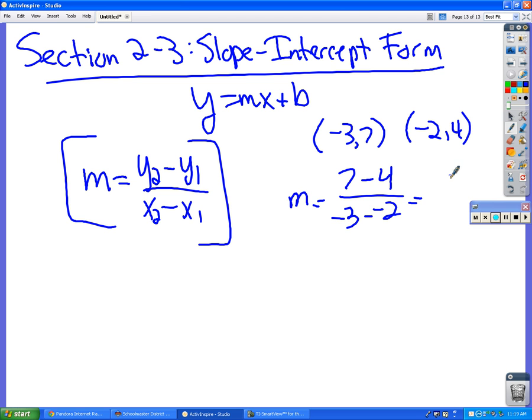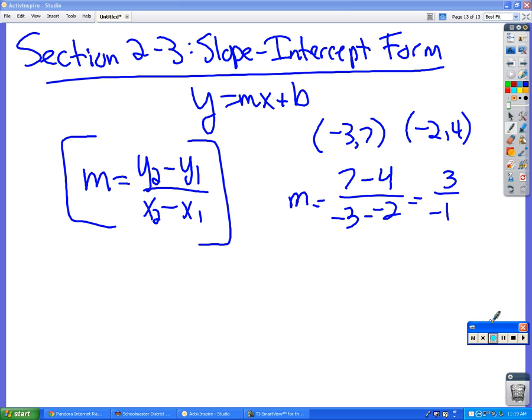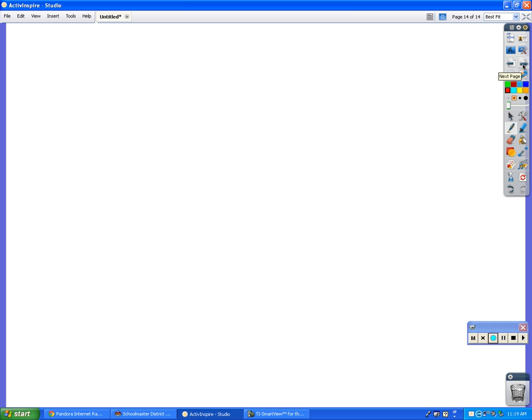So 7 minus 4 is 3. -3 minus -2 is really -3 plus 2, so that's -1. And 3 divided by -1 is -3. Okay? All right, let's play again. Let's find the slope between the points 3, 1 and -4, 1.